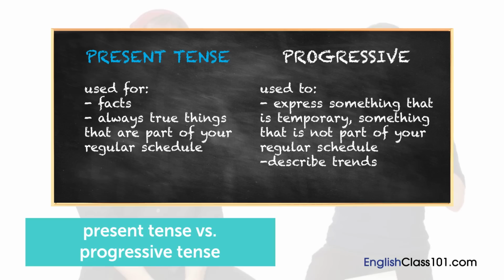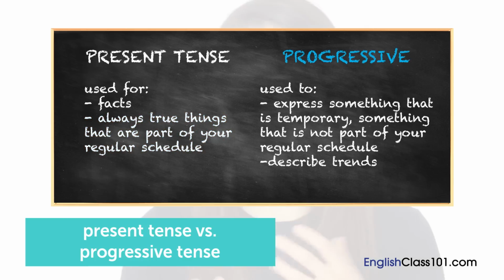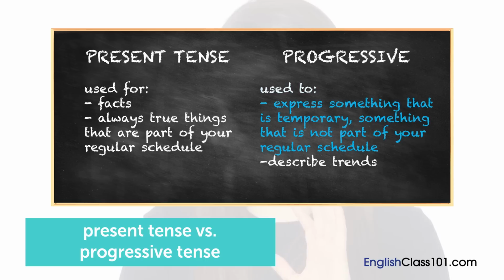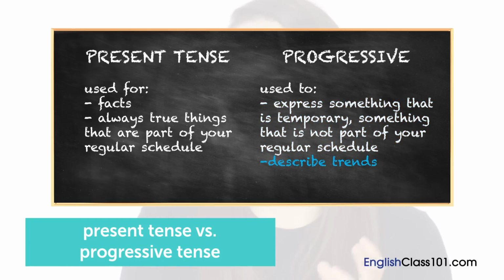The present tense is used for facts, things which are always true, things which are part of your regular schedule. The progressive tense has a few different meanings to it, a few different uses to it, but one of the meanings or one of the uses is to express something which is temporary, which is not part of your regular schedule, or another use is to describe a trend.